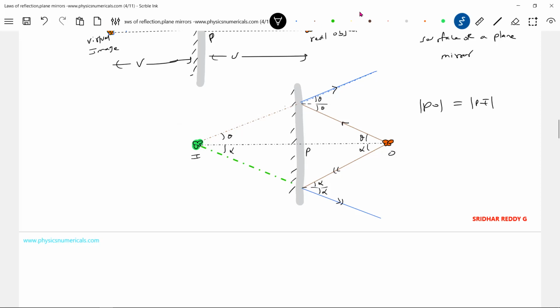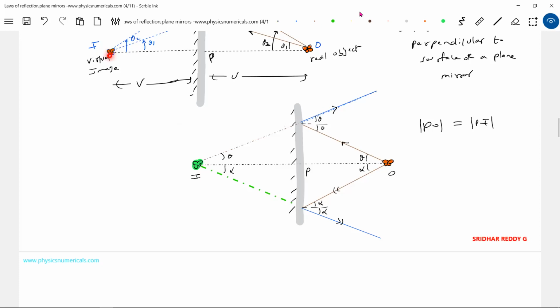To trace out the image, what happens? Minimum we need two reflected rays. You can send n number of rays, but 2 rays will be sufficient to trace out the image formation. Why should this image be virtual? Because the image is formed due to diverging reflected rays, and the point of divergence is the position of the virtual image.